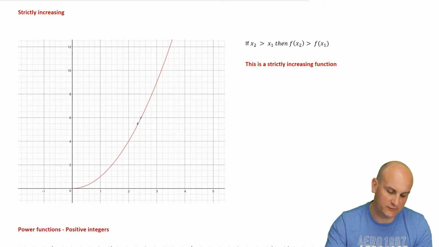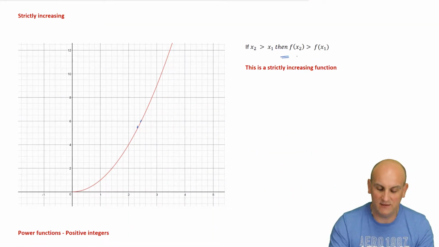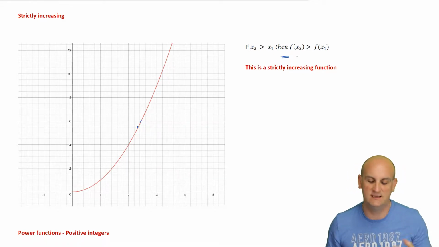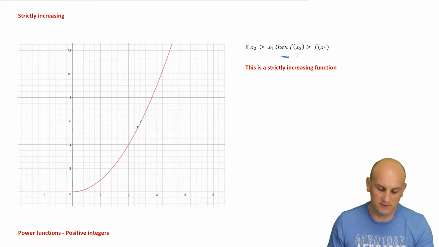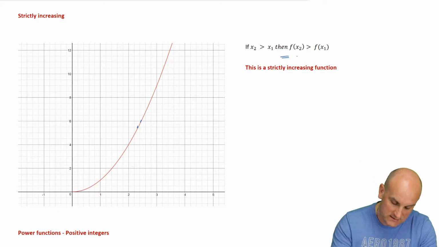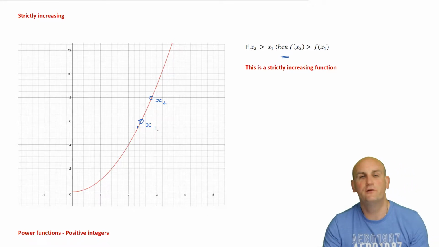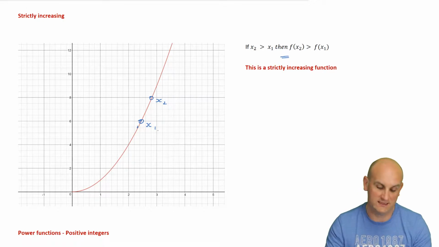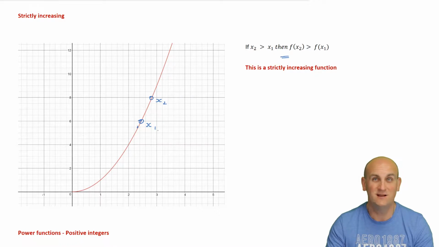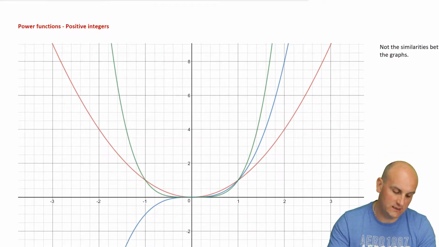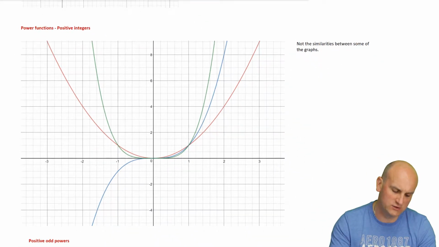So what about strictly increasing? Well, it just does it the other way around. If x2 is greater than x1, and then the function of x2 is greater than the function of x1, it's strictly increasing. So again, let's choose my x2 value here, greater than my x1 value there. Is the function of x2, i.e. the y value of x2, greater than the y value of x1? It is strictly increasing. Again, not particularly challenging.